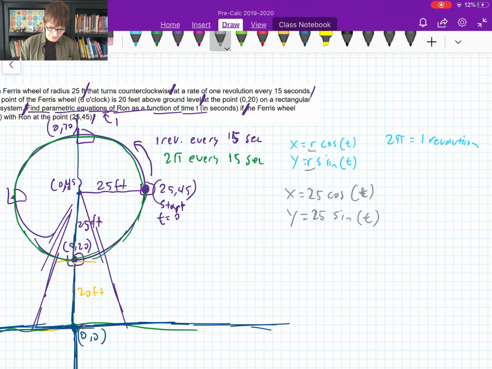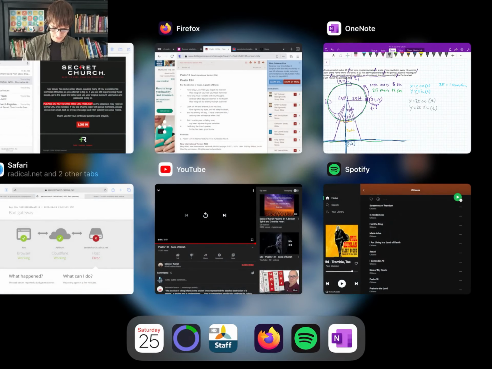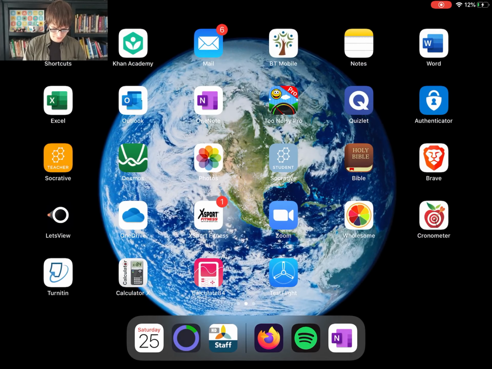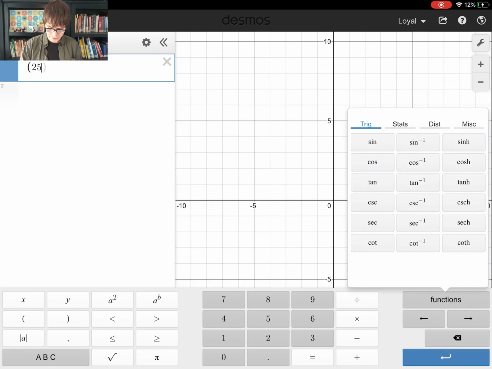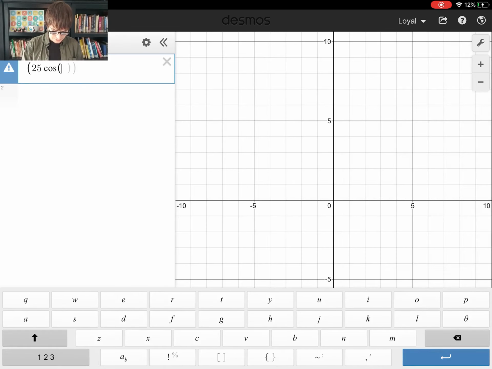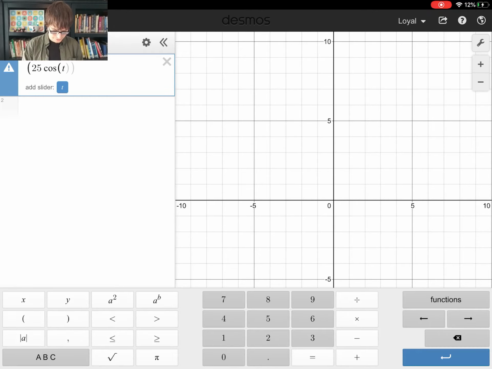Now, it might look like we're done here, but we should probably graph this and see what that looks like. This is 25 cosine t and 25 sine t. Let's actually pull up the Desmos here. I'm going to put in the official jargon for Desmos. We're going to put in 25 cosine t. This is nothing super official, it's just what Desmos needs in order to understand what's going on.